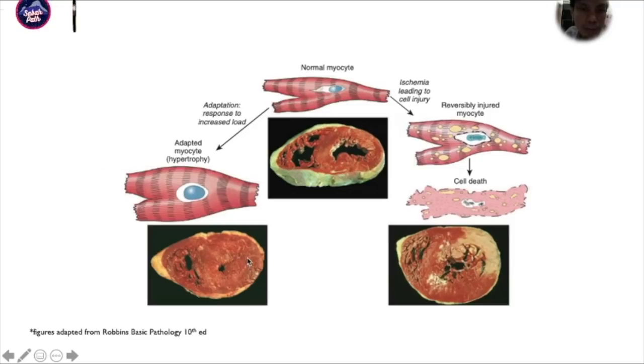Okay, if the cardiac muscle is hypertrophic, the oxygen demand will be increased. So if the patient has coronary artery occlusion, particularly if the occlusion is significant, usually more than 75%, the patient can have acute myocardial infarction. Usually at autopsy, this is how acute myocardial infarction looks.